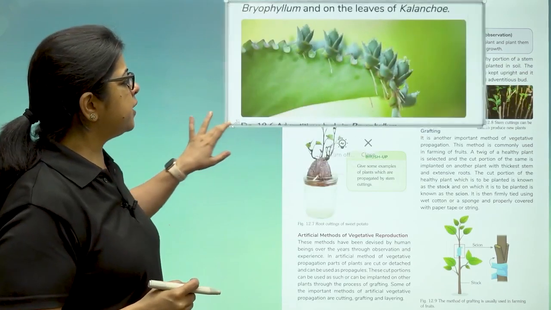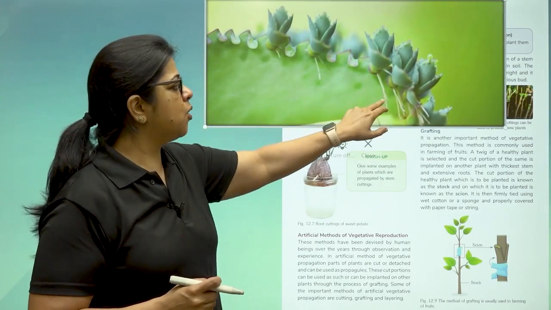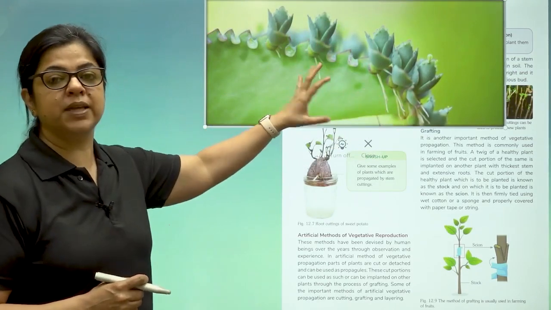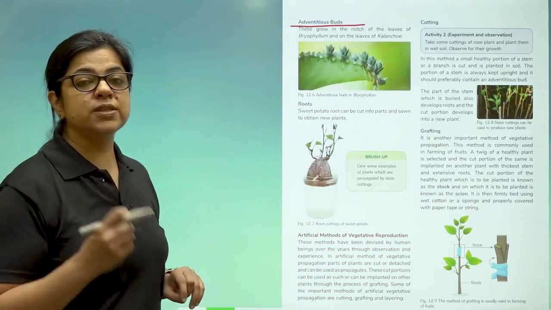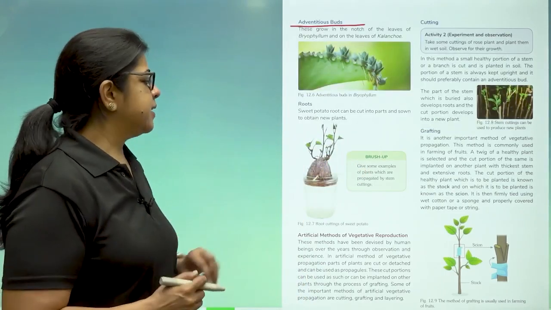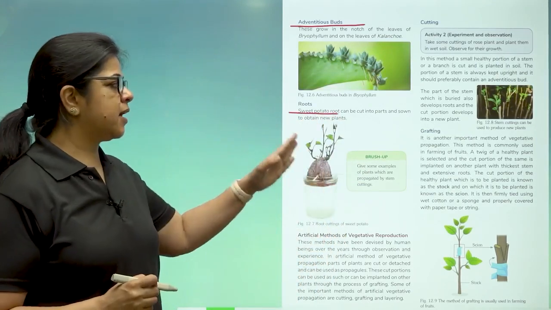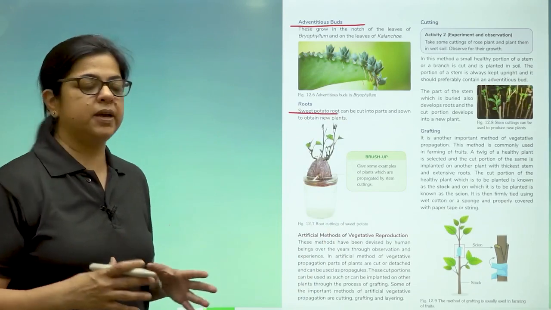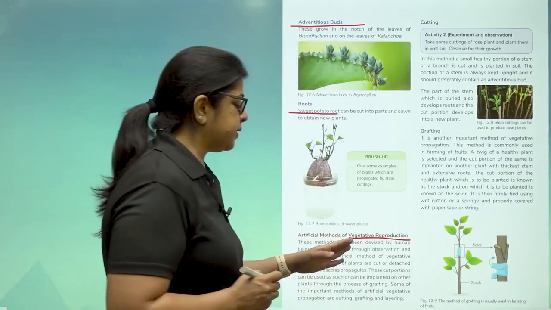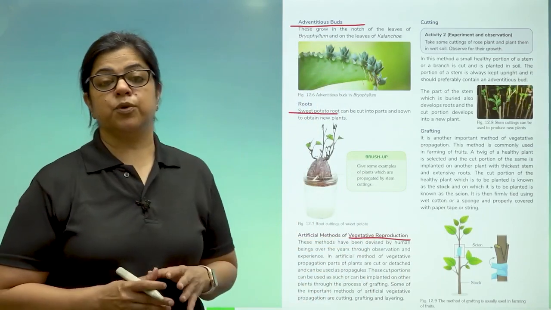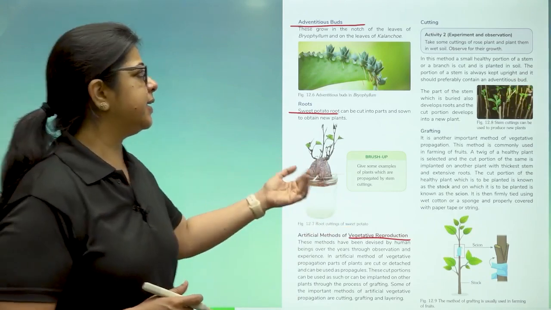If you look carefully in this picture, you will see how new plants along with roots are coming out from the edge of the plant. This is adventitious bud. Next, there are roots like sweet potato, which can be cut into parts and sown to obtain new plants. There are also some artificial methods of vegetative reproduction. Why are these important? We will understand a little later.